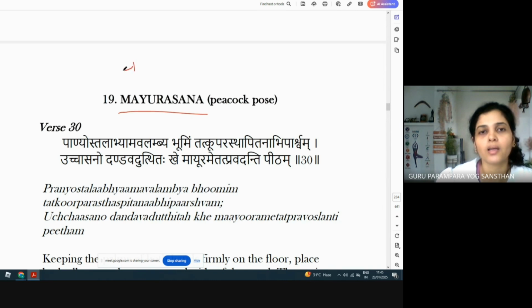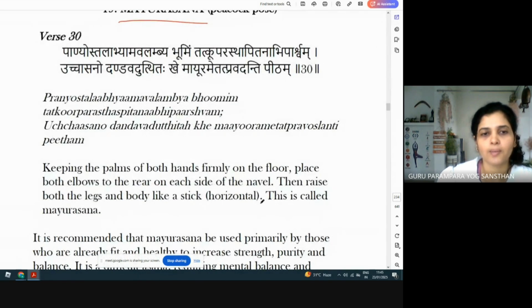And one more thing: in Hatha Pradipika, they use Shri for Mayurasana. Like giving some more importance, they add Shri in front of Mayurasana. So that is the difference. Here, no benefits are given, and the process is the same. Keeping the palms of both hands firmly on the floor, place both elbows at the rear of the navel, then raise both the legs and body like a stick. This is called Mayurasana.